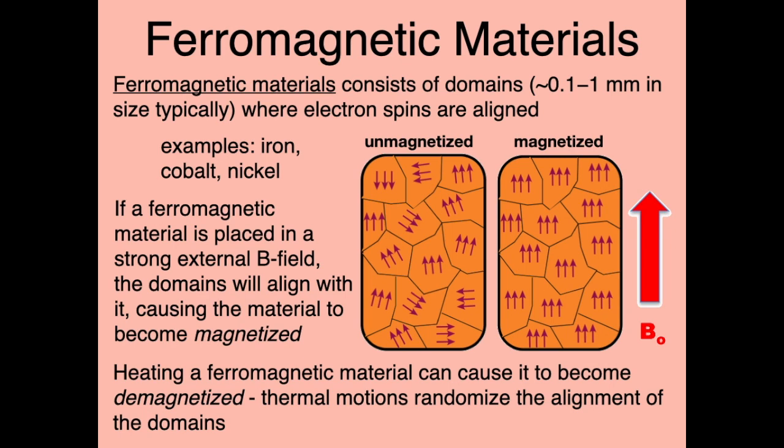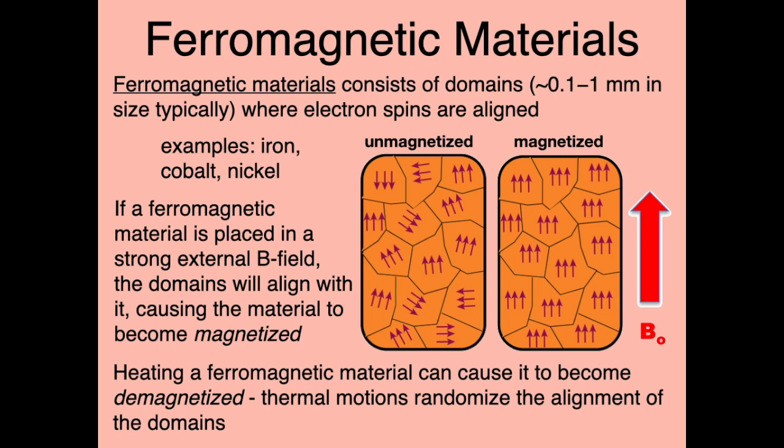So let's talk about ferromagnetic materials. A ferromagnetic material is something that consists of these tiny little domains. They can be anywhere from about 0.1 to 1 millimeters in size. And within that domain, all of these electron spins are lined up. So what are some examples of ferromagnetic materials? Well, iron is a ferromagnetic material. So is cobalt, so is nickel. These all have this sort of property.